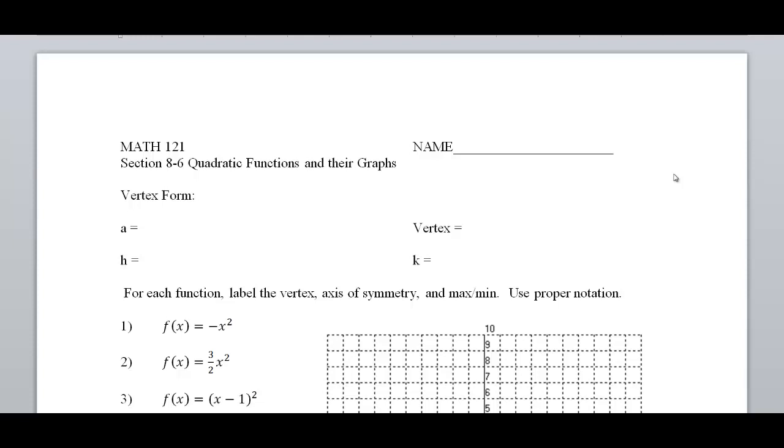We're going to be looking at Chapter 8, Section 6, which is the quadratic function and the graphs, and we're going to take a look at something called the vertex form.